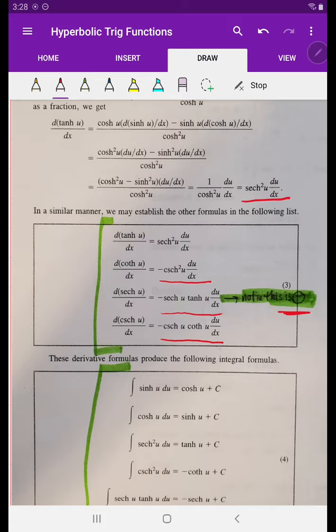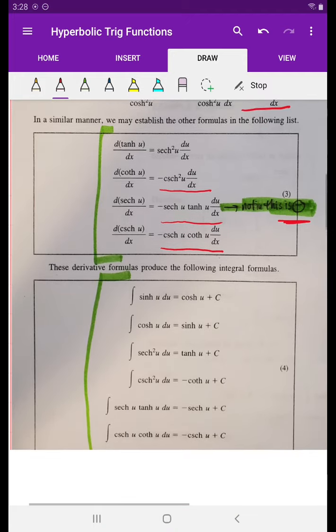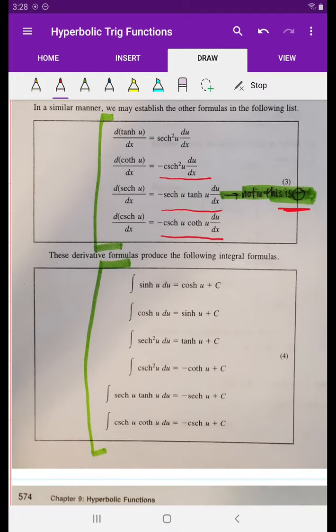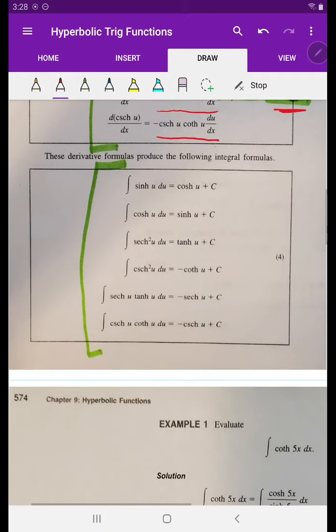And just like we can take our derivatives, well, then we can also take our integrals. And so here we have a table of our integral rules. So the integral of sinh is cosh. The integral of cosh is sinh. The integral of sech squared is tanh, right? And it keeps going on with whatever rules we have, the reverse of the derivative rules.